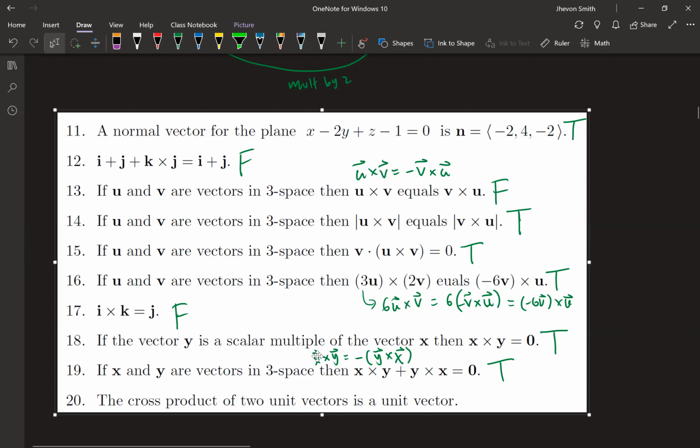Cross product of 2 unit vectors is a unit vector. True or false? There's a canonical example here. Actually, there are 3 canonical examples that would describe the answer to you.